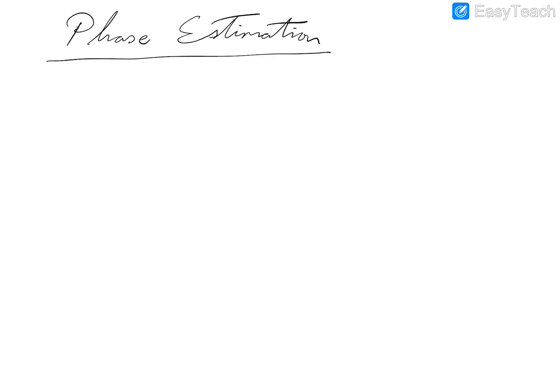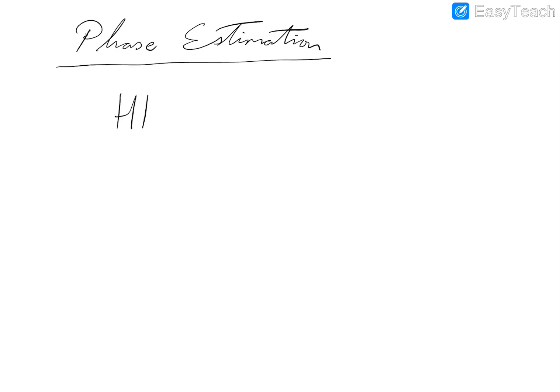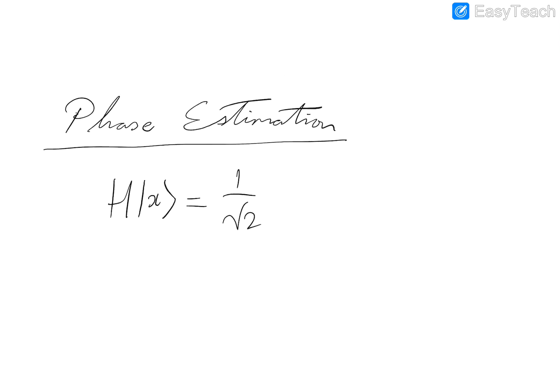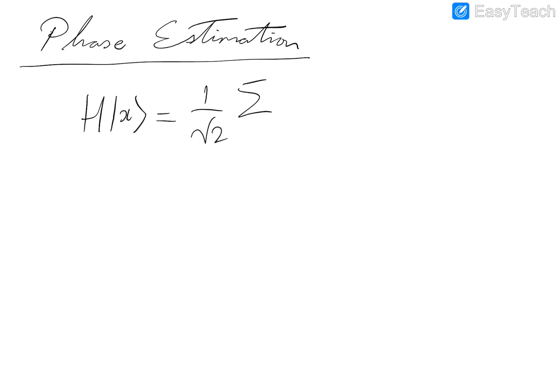So let's recall the action of the Hadamard transform on a single qubit x. Hadamard x is basically equal to 1 over square root 2 summation over y in {0, 1}, (-1) to the power x times y, ket y. So this is the action of the Hadamard transform on a single qubit.